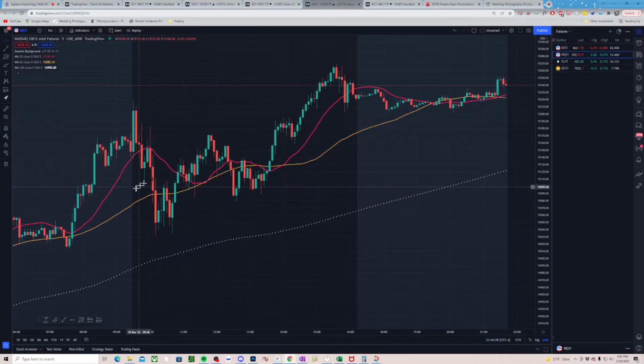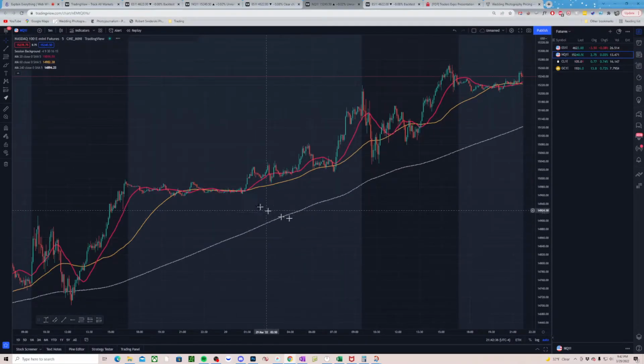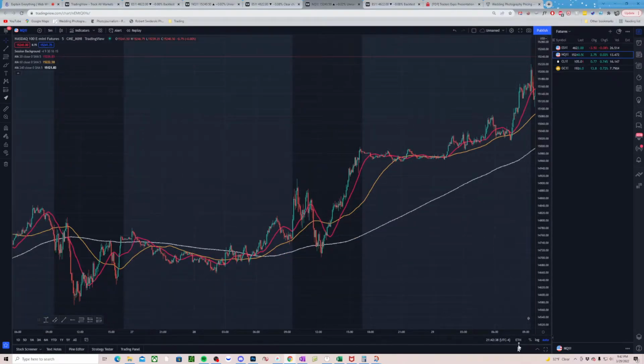Okay, so we have three moving averages here. We have the 15-minute, the 5-minute, and the 1 hour, 60-minute. Okay, all right, so how do we plan our day? How do we look at what we're doing?